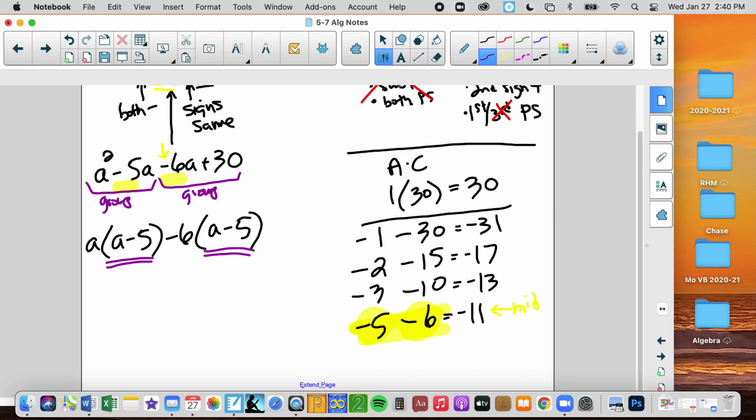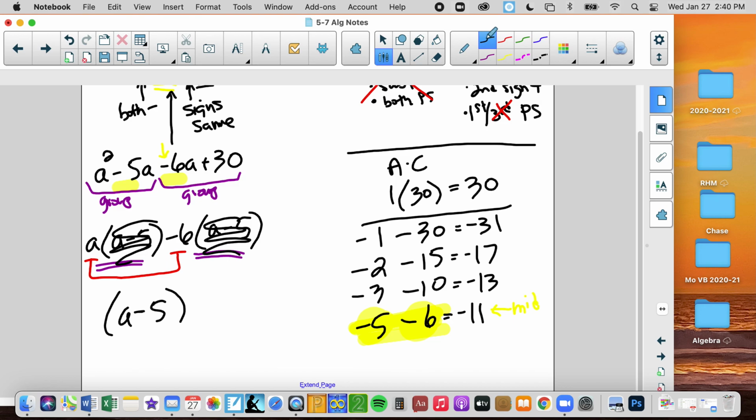That is the easiest indicator that you did it correct. Since these two products, this one here on the left and this one here on the right, both have an a minus 5 multiplying, I'm going to factor that out. I'm going to take this away, and what does that leave me with? That leaves me with a minus 6. So after I factor out an a minus 5, I'm left with a minus 6.